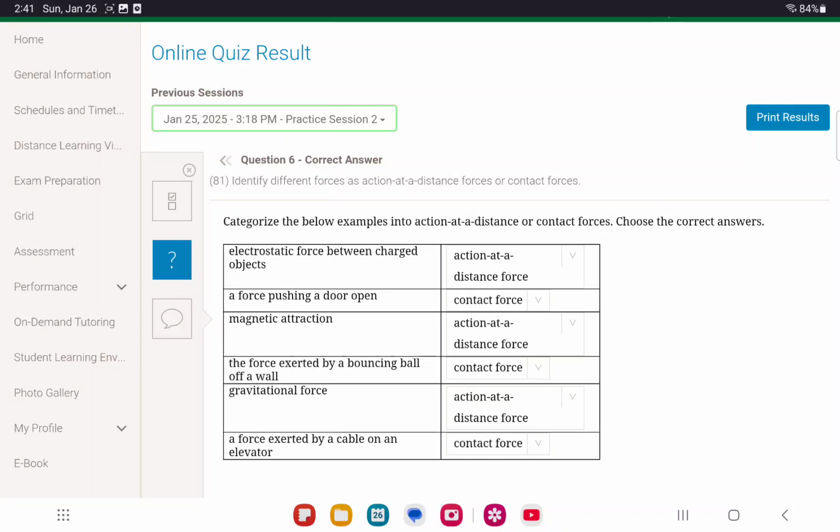Okay. First, to solve these types of questions, you need to know that action at a distance is between a distance. It's just common sense. You look at the word distance, that means it has a distance. Contact is when they're touching, okay? And let's solve the question. For action at a distance, the only ones we know are electrostatic, magnetic, gravitational, and weight. These are the four action at a distance forces, and the rest are contact.